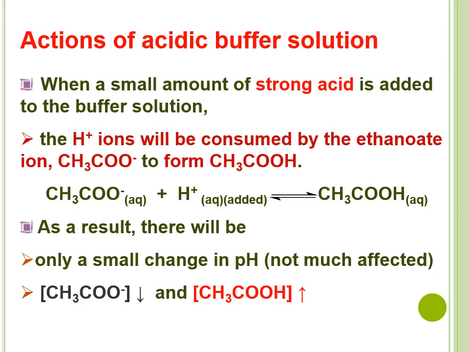Whenever a small amount of strong acid is added to the buffer solution, the hydrogen ions will be consumed by the acetate ion to form acetic acid. As shown in the equation, acetate ion reacts with hydrogen ion to produce acetic acid. There will be only a small change in pH because it is not much affected. The concentration of acetate ion decreases, and this reaction produces more acetic acid.